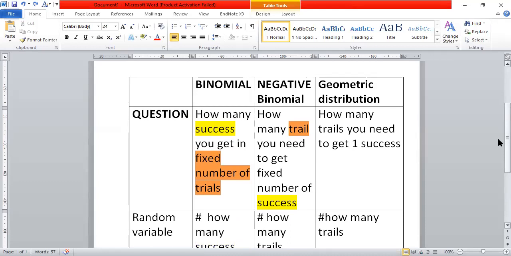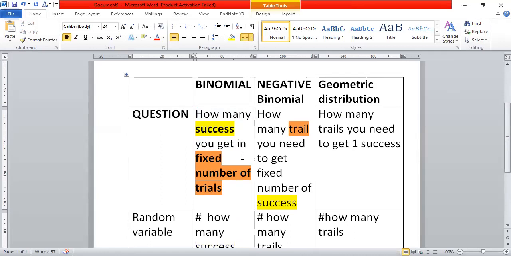As you can see, binomial deals with how many successes you get in a fixed number of trials. Here the point of interest in the binomial distribution is success: how many successes you get in a fixed number of trials. Your trials are fixed, and you count how many successes you get.